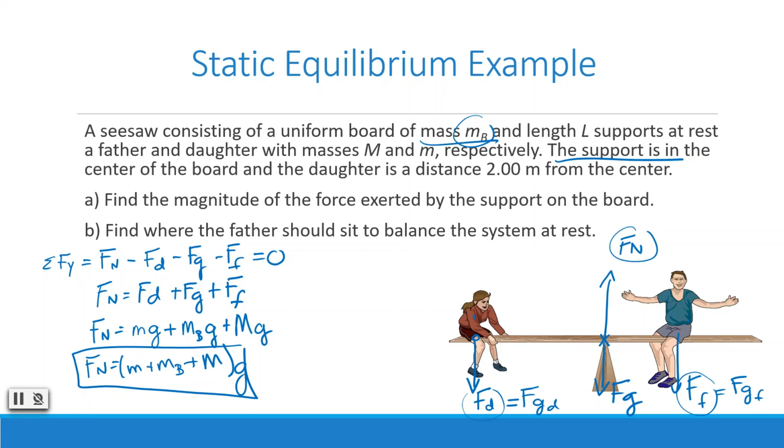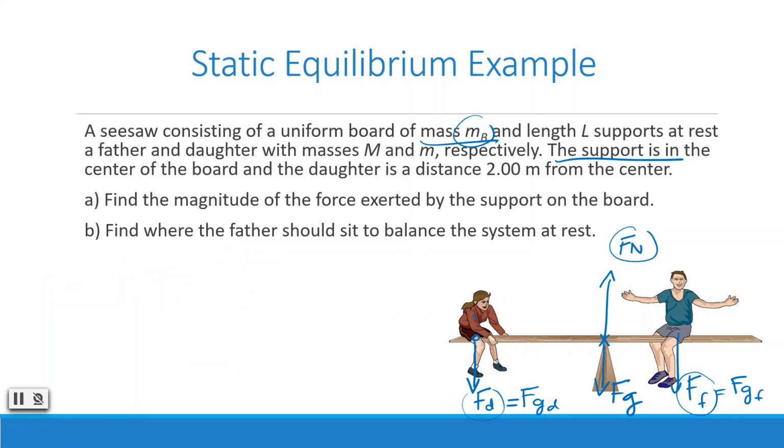So I want to now find where the father should sit to balance the system at rest. This is really the new part. I can't use my net force equation to find position, because I'm looking for where the father should sit. This is where torque has to come into play. In order to analyze torque, I need to add in those lever arms. So I'm going to add in R for the daughter and R for the father. Now we know that R for the daughter is 2 meters, so that is a known value.